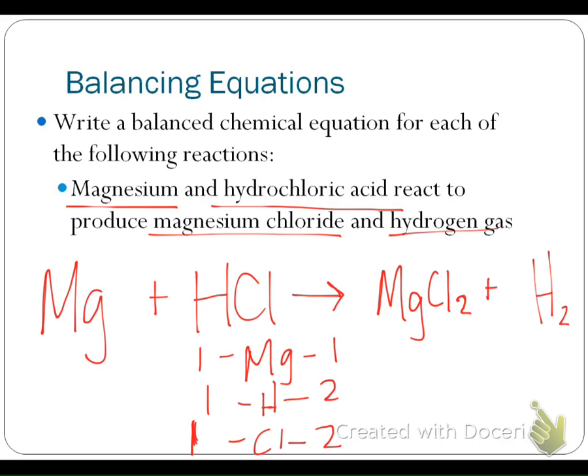Jonathan, what do you think? Put a 2 in front of the hydrochloric acid? Yeah, exactly. 2 in front of the HCl. That on the left will change our hydrogen to a 2 and our chlorine to a 2. So this matches, and this matches. This is now a balanced equation.